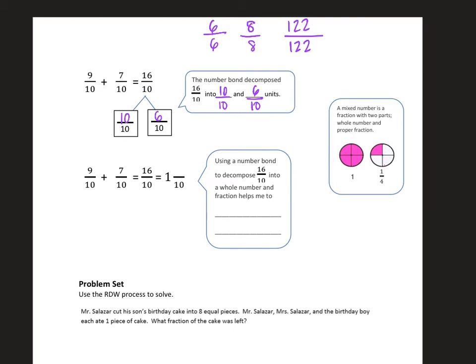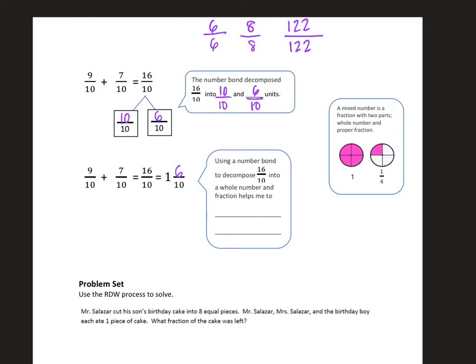Now I'm going to put it into a mixed number. Again, if I pulled out that one whole in 10/10, then whatever I have left over is going to be the fraction next to my whole number. So I know that I have 1 and 6/10 as my answer.